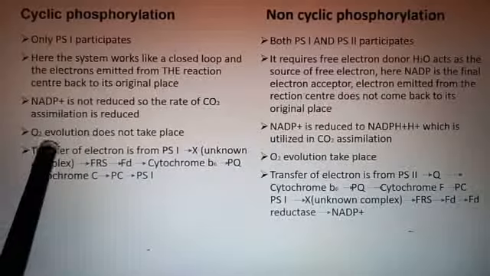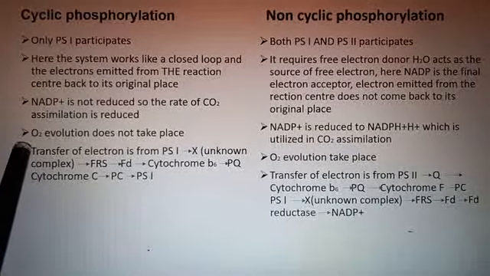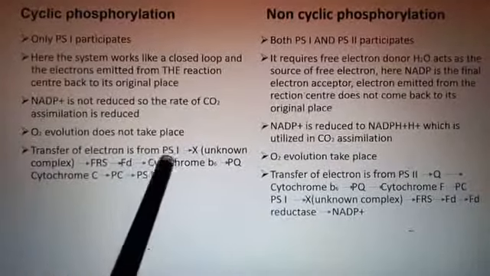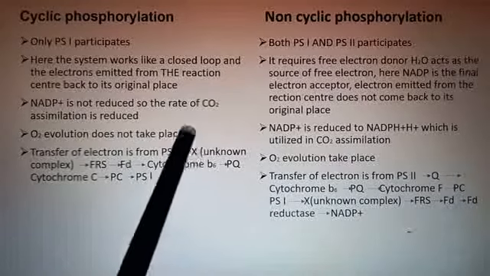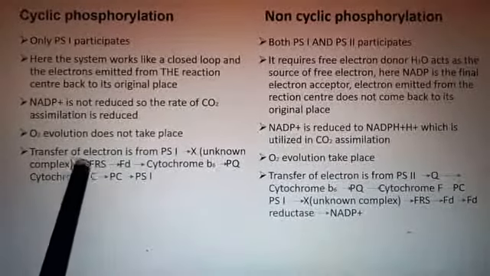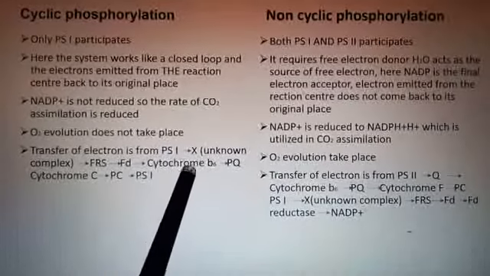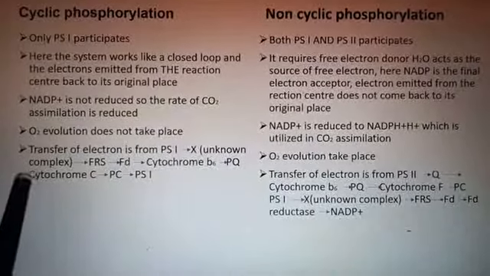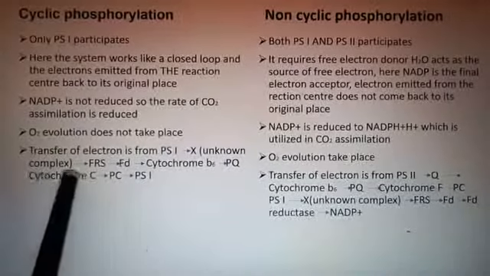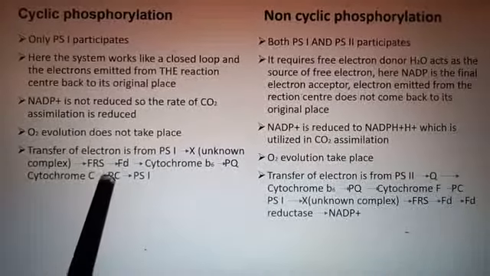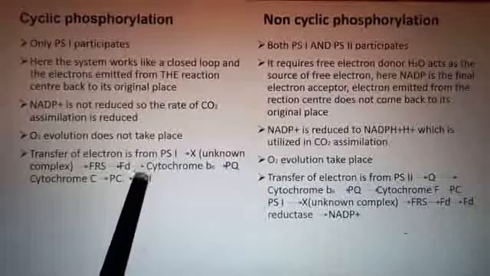In cyclic phosphorylation, the transfer of electrons takes place from photosystem 1 to X, the unknown complex, and from X to FRS, followed by FD, then cytochrome B6, then to plastocyanin, then from plastocyanin to cytochrome F, then to plastocyanin, and lastly back to photosystem 1.